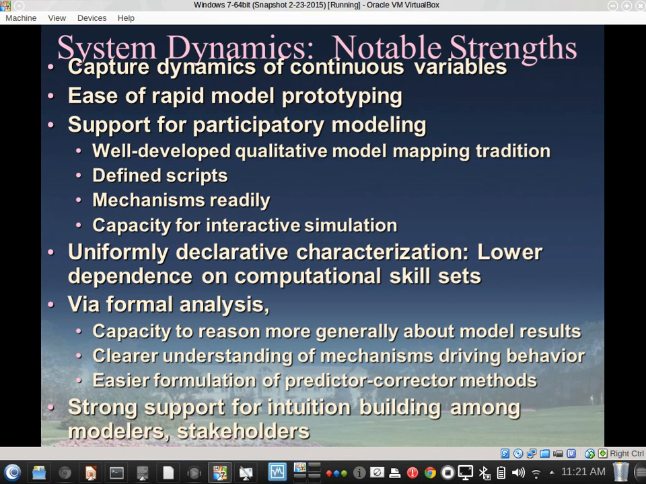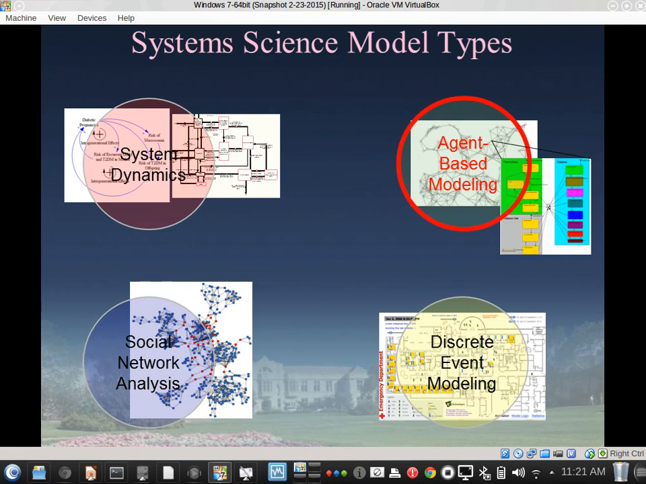It has a very low dependence on computational skills, no programming, and you can do really powerful formal analysis on it. And it gives strong support for intuition building among a wide variety of people. So that's a little bit about system dynamics. Any questions about that?